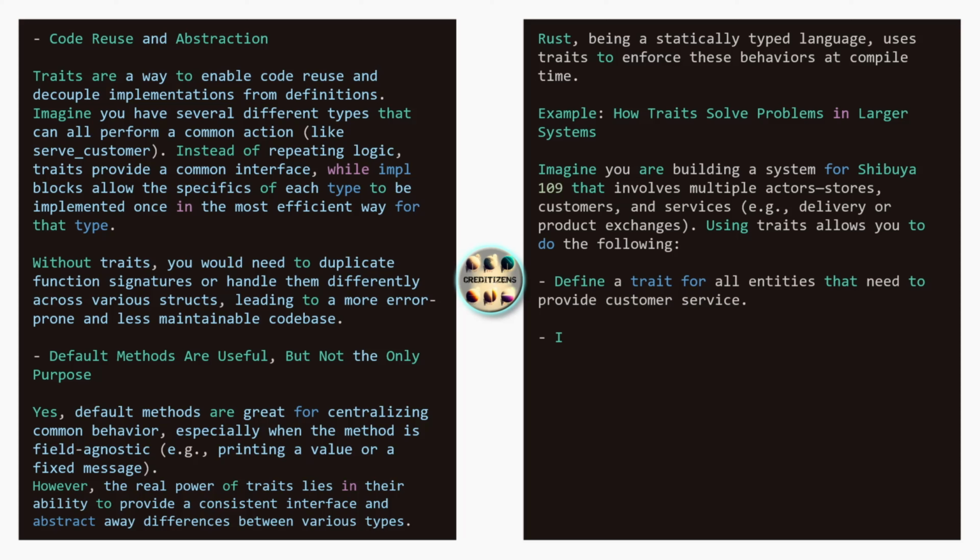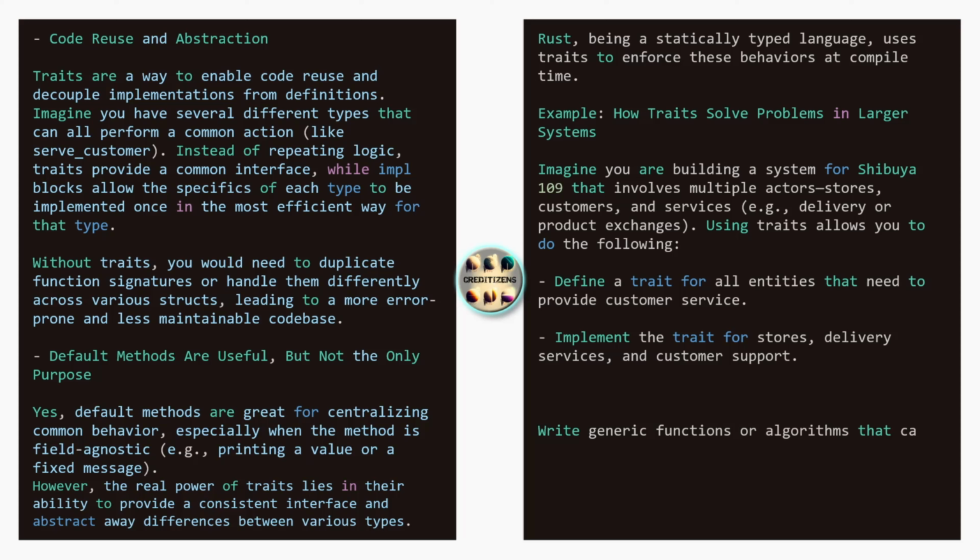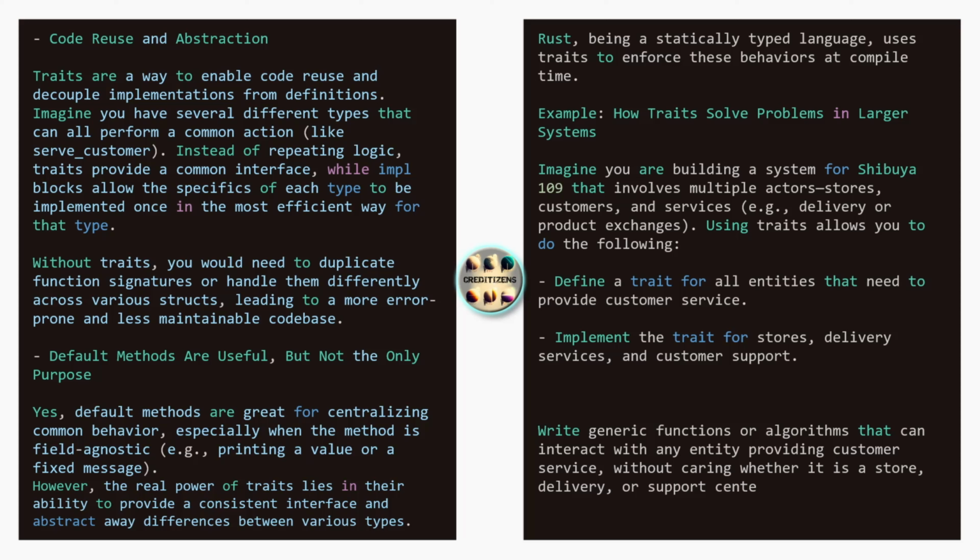Example: how traits solve problems in larger systems. So we talked about large code bases. So let's just have this example. Imagine you are building a system for Shibuya 109 that involves multiple actors: stores, customers, and services. For example, delivery or product exchanges or something more complex. Using traits allows you to do the following.